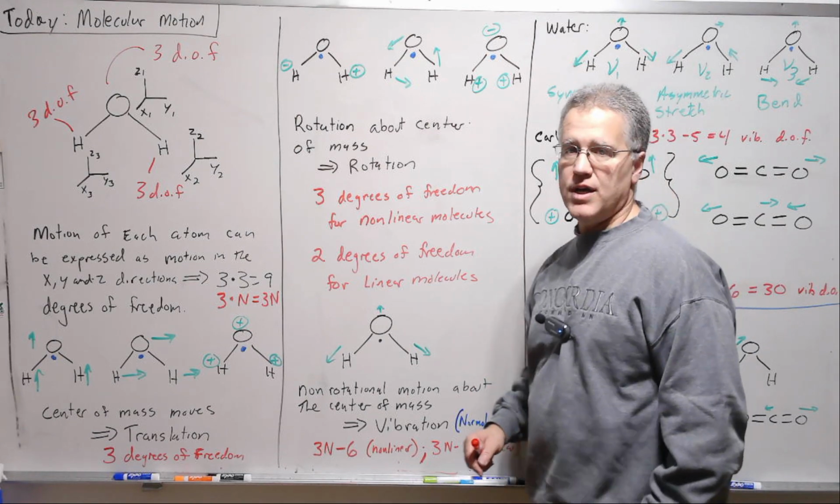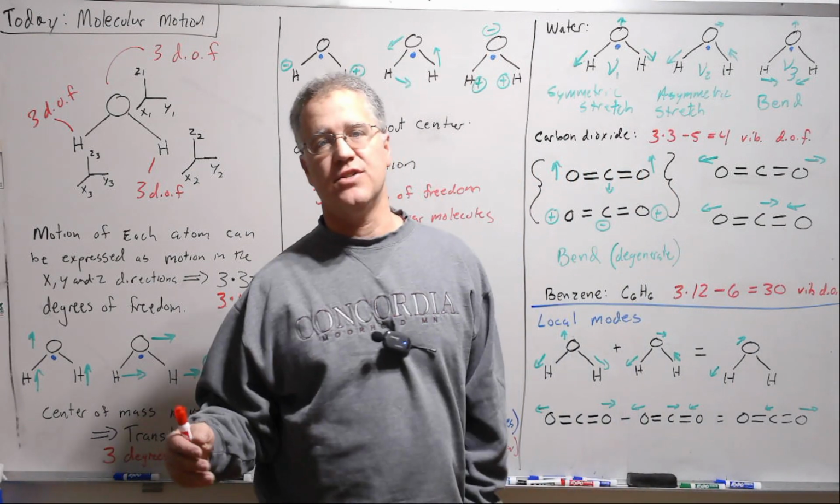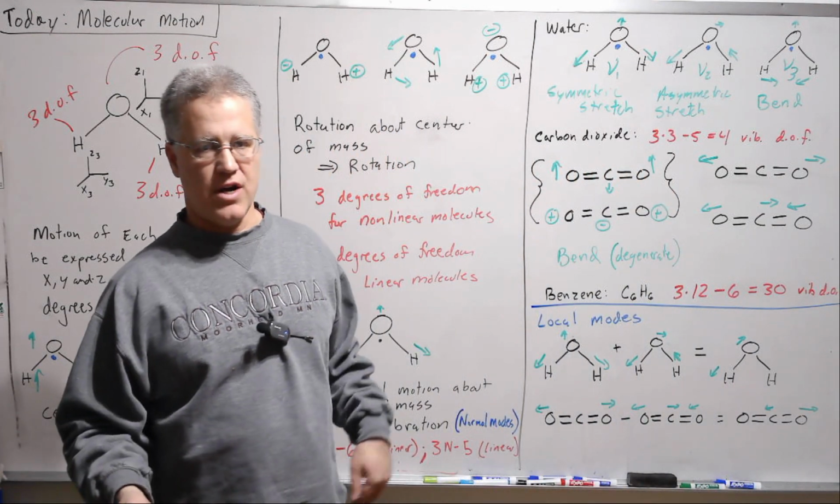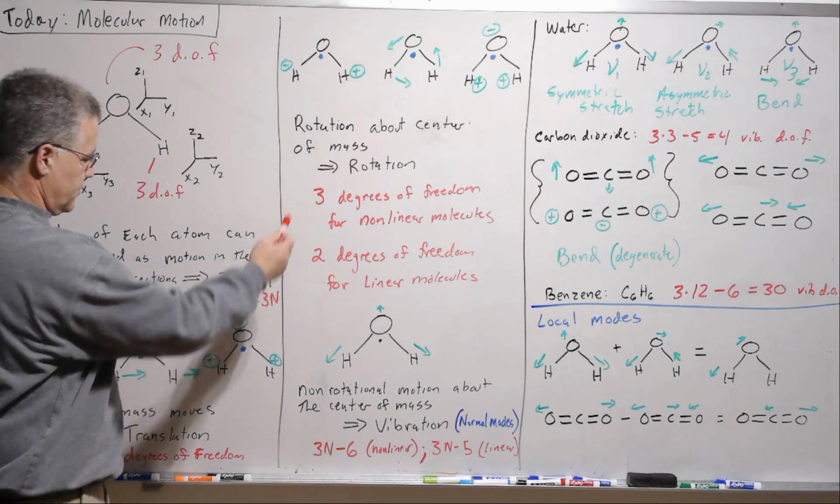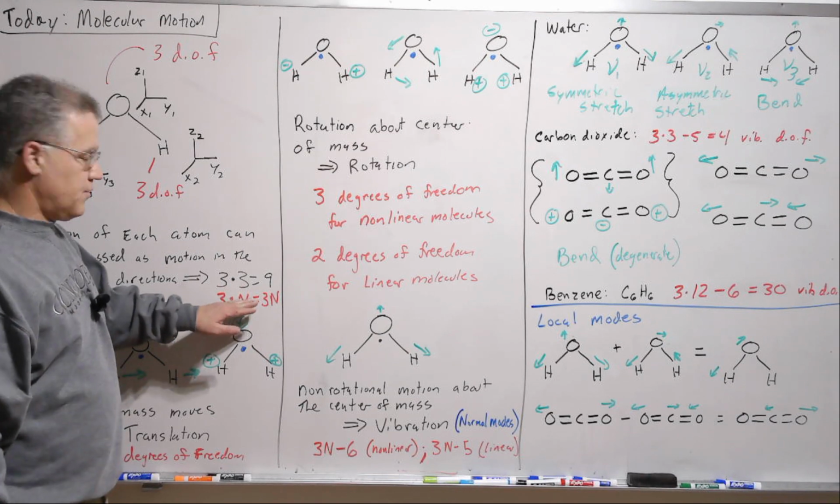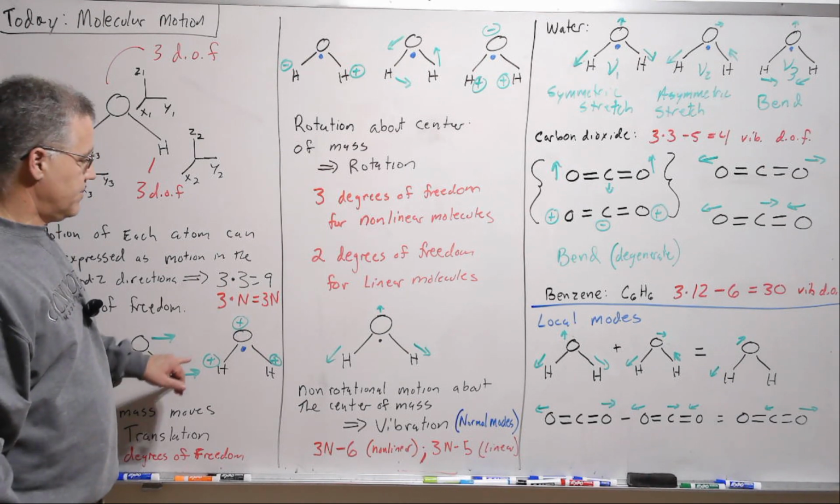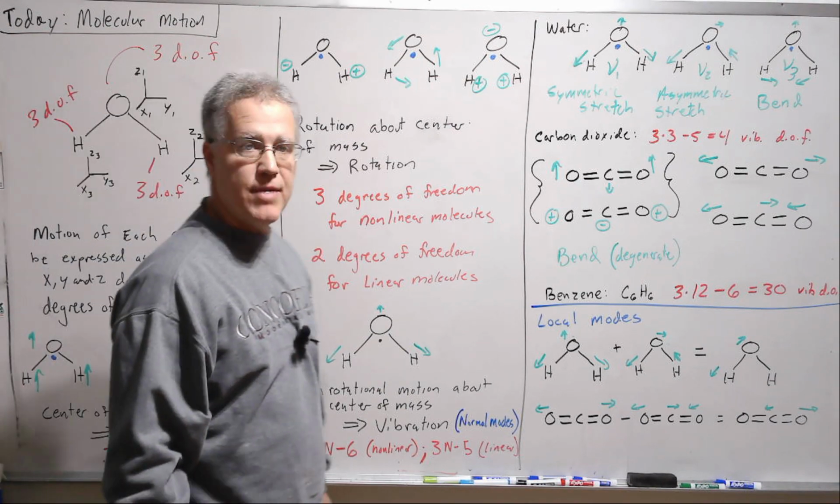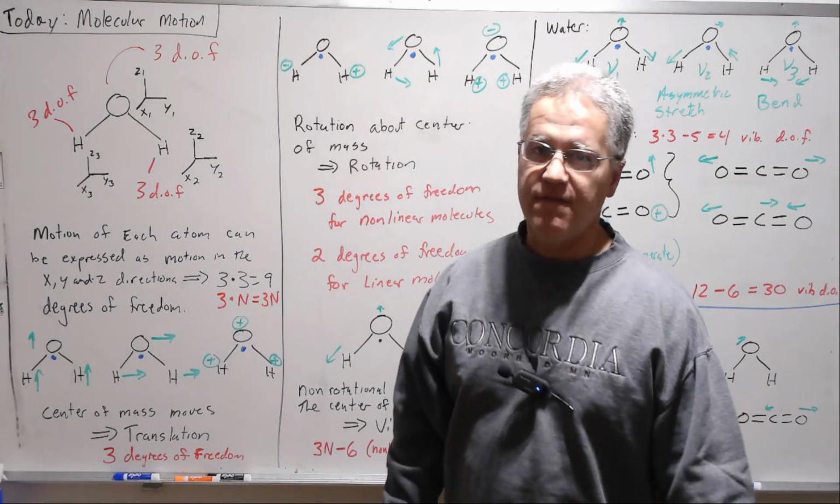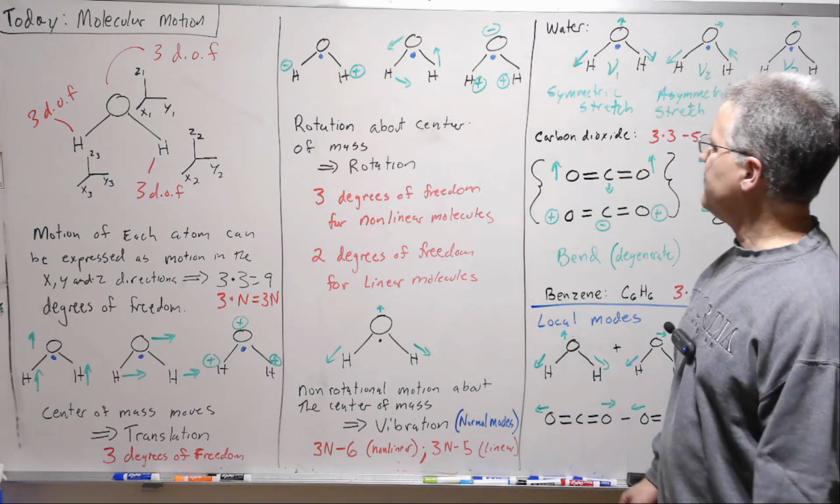All right, so the remainder then are vibrations. And so let's take the case of water. Water's not linear, so it's going to have 3 rotational degrees of freedom, 3 translational degrees of freedom. There's a total of 3 times 3, or 9. And so we have 9 minus 6, or 3 vibrational degrees of freedom. So let's see if we can identify those.